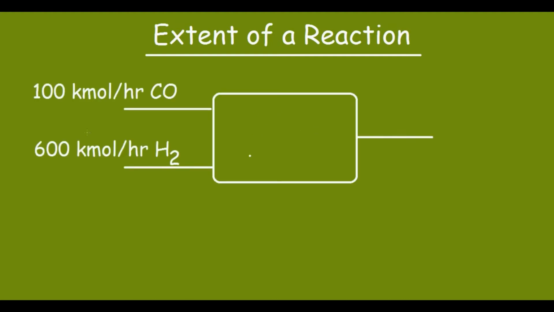So in this short video, I am going to show how to calculate the extent of a reaction for a given reaction system. So let's start doing this. This is the reactor. 100 kilomoles per hour of CO is entering from this side and 600 kilomoles per hour of hydrogen is entering from this side. This is the product, and in the reactor it is given that 70% conversion is occurring. So they are asking to calculate the extent of the reaction with this given data.